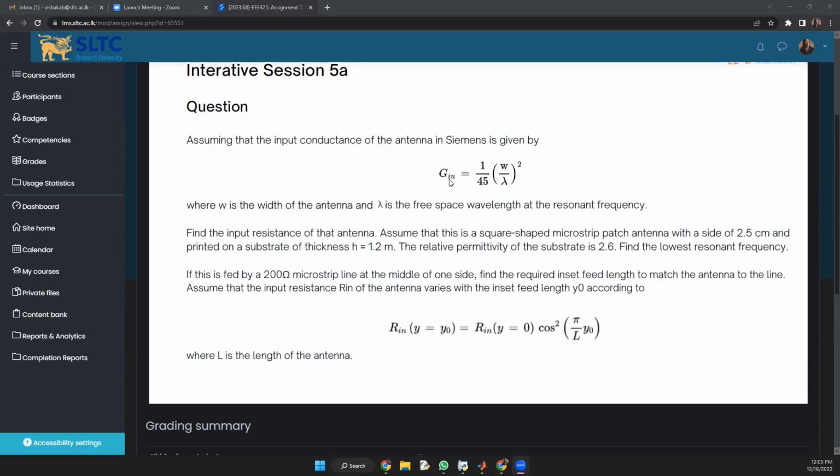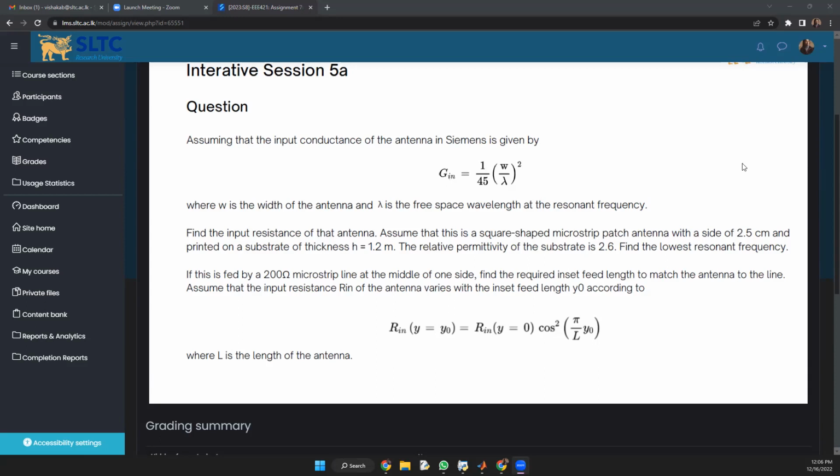W here means the width of the patch antenna, and lambda is the wavelength of the wave which is propagating along the antenna. So we need to find the frequency also. Once we find the frequency, we can find the lambda value of the wave propagation, and then using that lambda value, we can find the value of G_in, because the width of the antenna we already know.